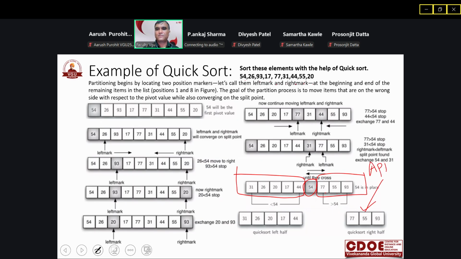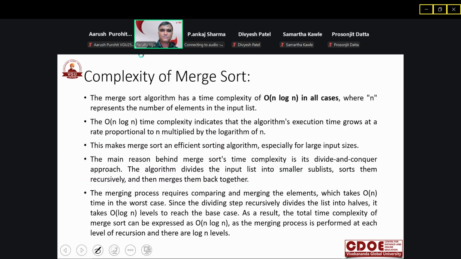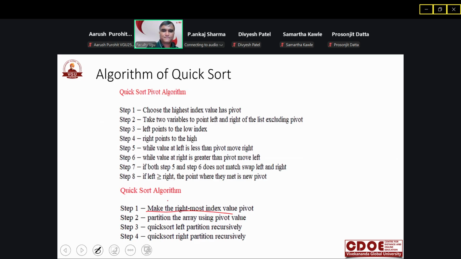Like quick sort again. This also, quick sort again. Recursive. You can see here in this algorithm: partitioning, and partitioning recursively. Apply quick sort on the left partition, apply quick sort on the right partition.